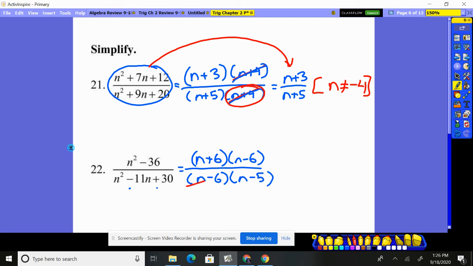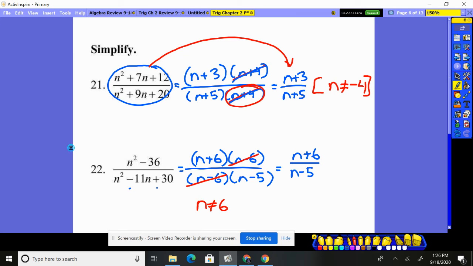Does anybody cross out? Yes, the n minus 6's. Now remember, when it crossed out, if n had been 6, 6 minus 6 is 0, and 0 times whatever is 0, that would have created a 0 in the bottom. So we will have to come back and say, hey, you can't let n be a 6. But for right now, this simplifies to n plus 6 up top, n minus 5 in the bottom.